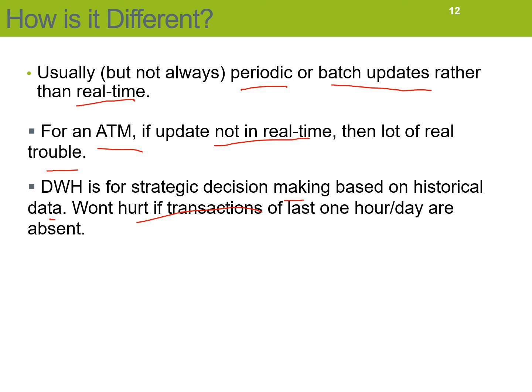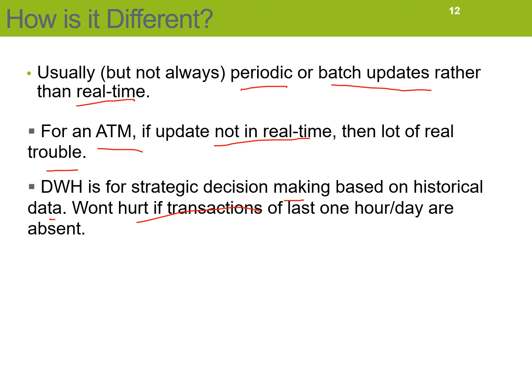When we put in an ATM card and make a withdrawal, the transactions are happening in real time, because if they don't, the bank can get into trouble. You can withdraw more money than you had in your account. So the records are updated, deleted, and inserted in real time as the business events take place, as the data entry takes place in operational or OLTP systems. Because if the update is not real time, then there is a lot of real trouble.